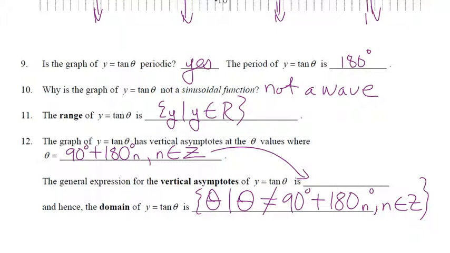How did we get 90 plus 180 again? Where are the asymptotes? Where's the first one? 90. Okay, how far apart are they? 180. There you go. That's where I got that.